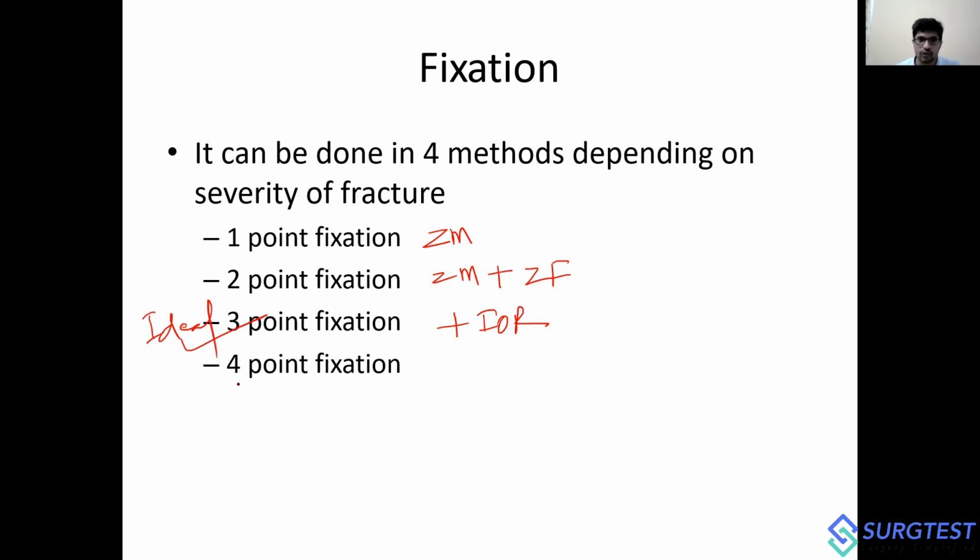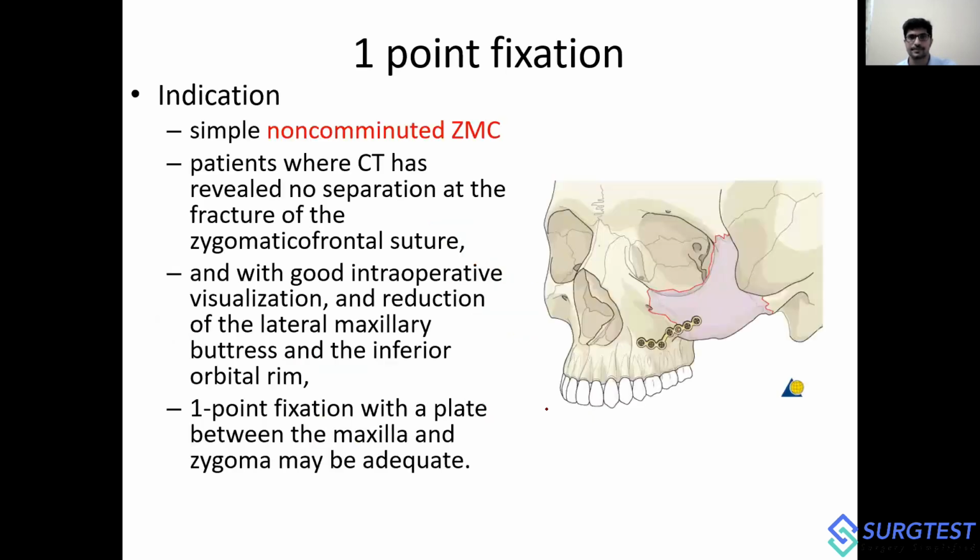Whereas 4-point fixation is advised in case of comminuted fracture of the zygoma, that is, we call it a tripod fracture, where it will be involving all the processes. So it demands a bicoronal incision. So always, if you are going for 4-point fixation, then you have to choose the bicoronal approach. Most of the time it will be advised in case of panfacial fractures.